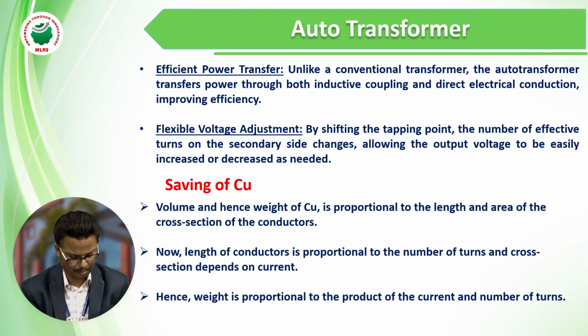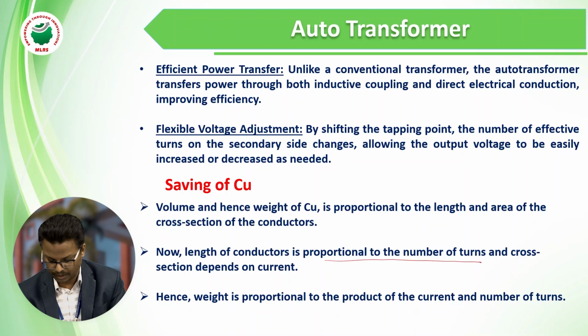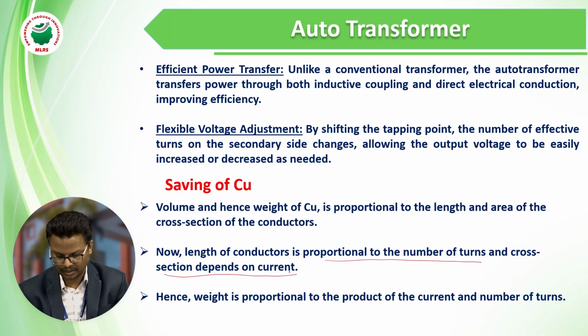Here, some points: the volume and hence weight of copper is proportional to the length and area of cross section of the conductors. And we know if the voltage increases, the insulation material will increase. If the current increases, then the conductor size will increase, meaning the area of cross section of the conductor will increase with increasing current. Now the length of the conductor is proportional to the number of turns, and the cross section depends on current.